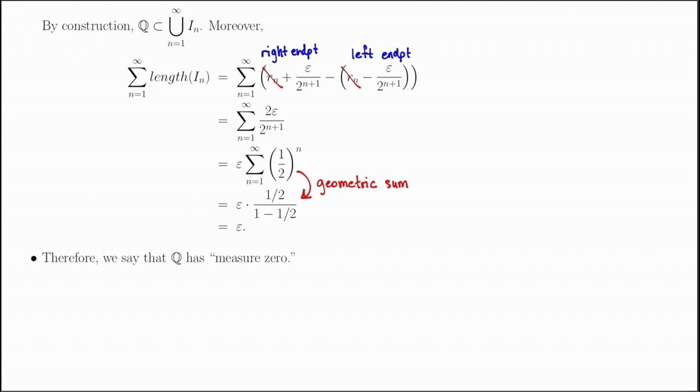So the total width of all of these open intervals that we designed is epsilon. Epsilon was a positive number, but it was arbitrarily small. If I wanted to make my widths even smaller, I would just pick a smaller epsilon. You can pick epsilon as small as you like. Therefore, we say the set of rational numbers has measure 0.